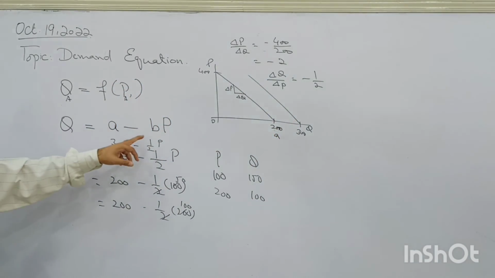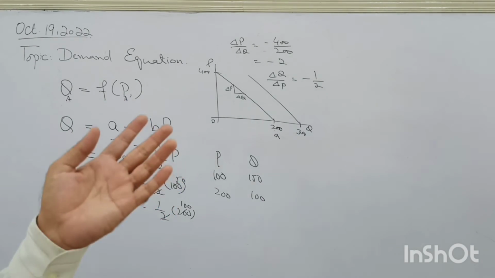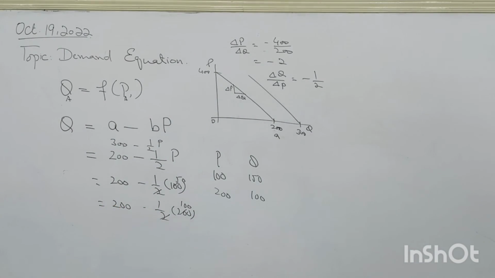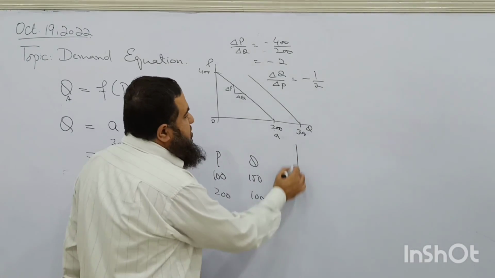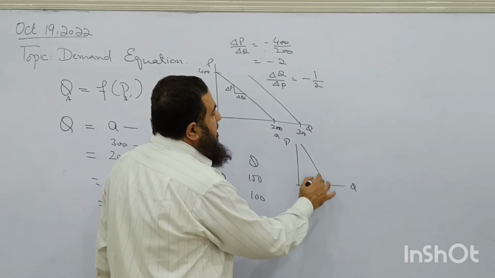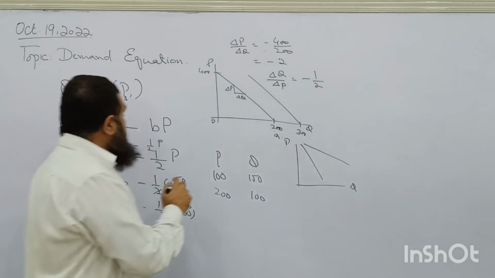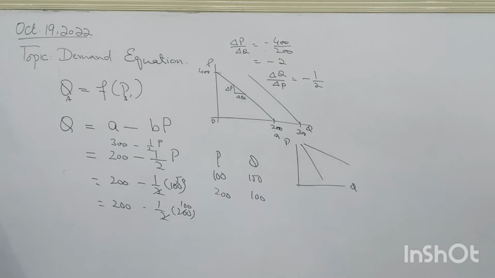And if the value of b is changing, there will be a change in slope, whether demand will become steeper or flatter. Clear or not? When slope increases, it becomes steeper, and when slope decreases, it becomes flatter. So when the value of b is changing, it will become either a steeper demand or a flatter demand, and when the value of a is changing, demand will shift up or down without changing slope.